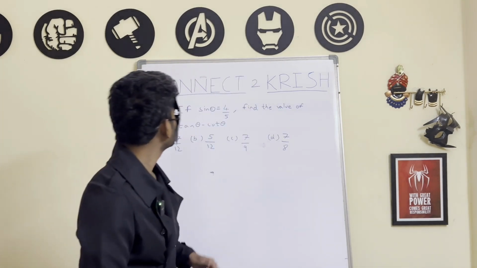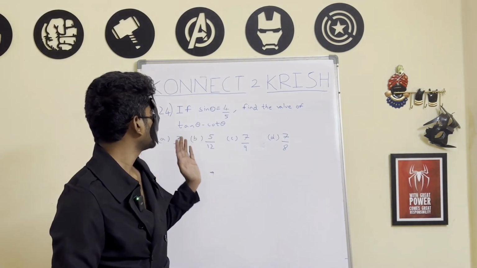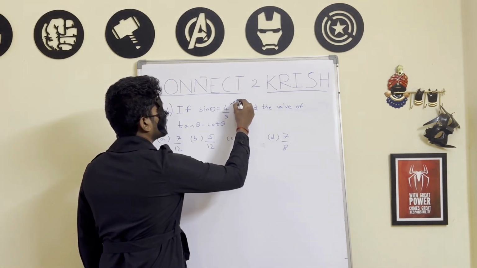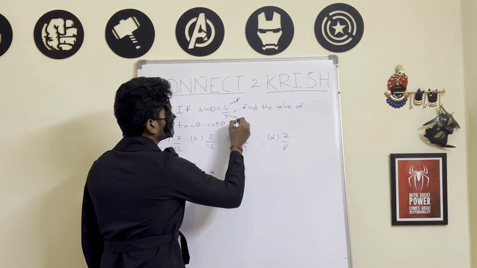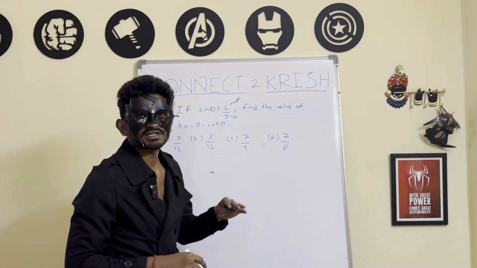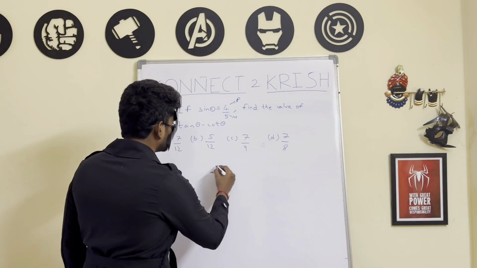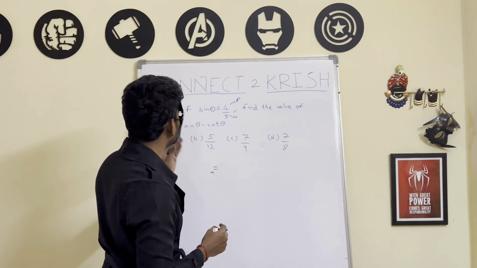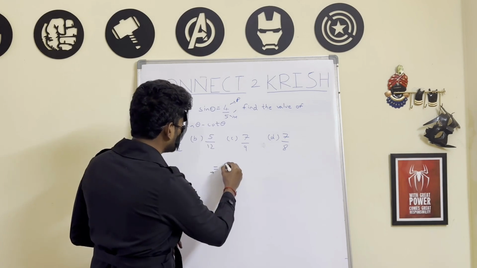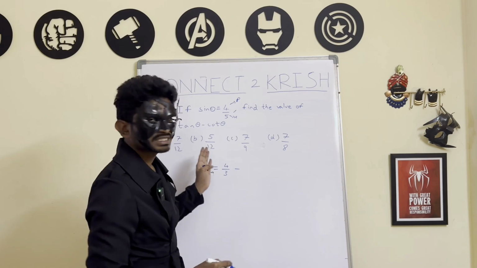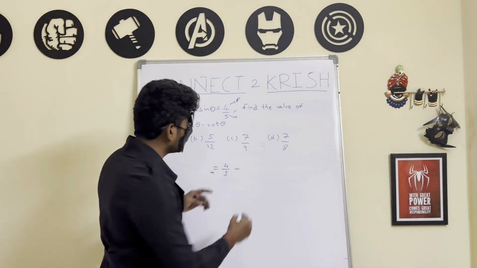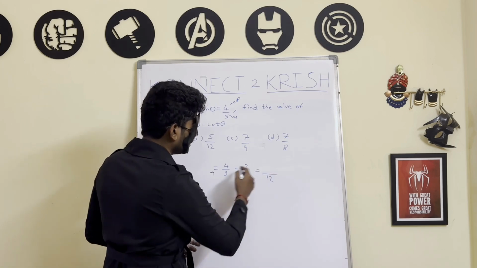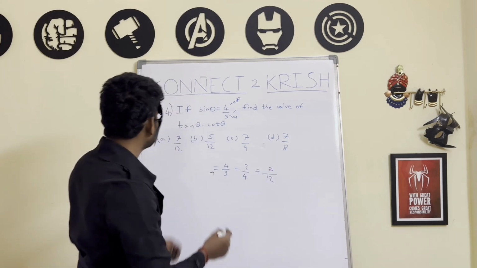So superhumans, next question is, if sin theta is equal to 4 by 5, find the value of tan theta minus cot theta. So we all know that sin theta is nothing but perpendicular by hypotenuse, right? So 3, 4, 5 will form triplet, so base will be 3 here. Tan theta is nothing but perpendicular by base, so it will be 4 by 3, minus cot theta, which is nothing but base by perpendicular, which will be 3 by 4. So take LCM 12, and 16 minus 9, which will be 7 by 12. So the answer is A.